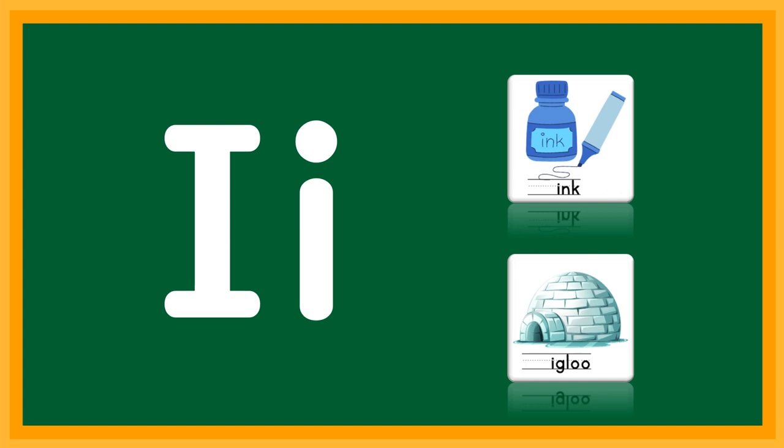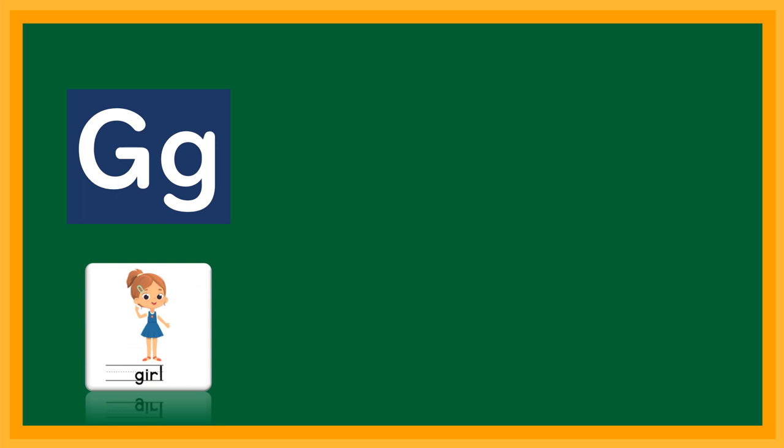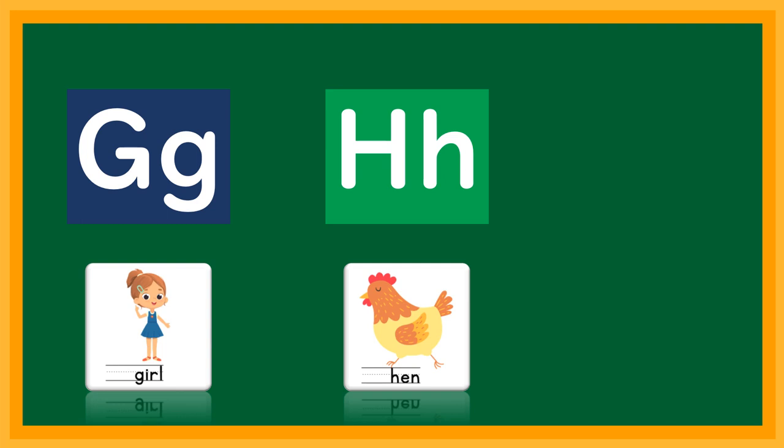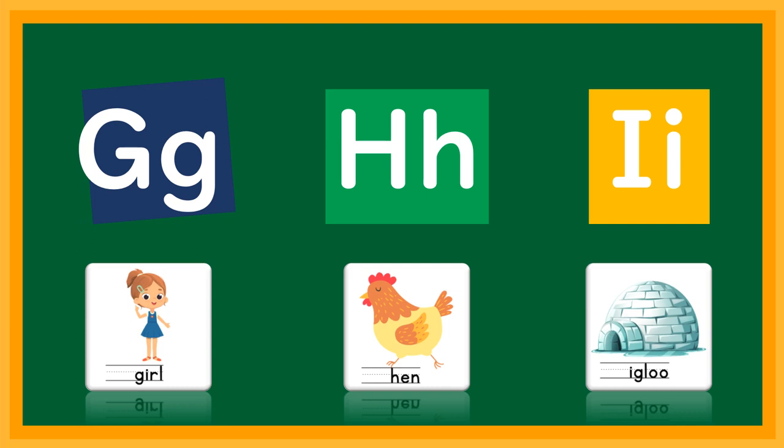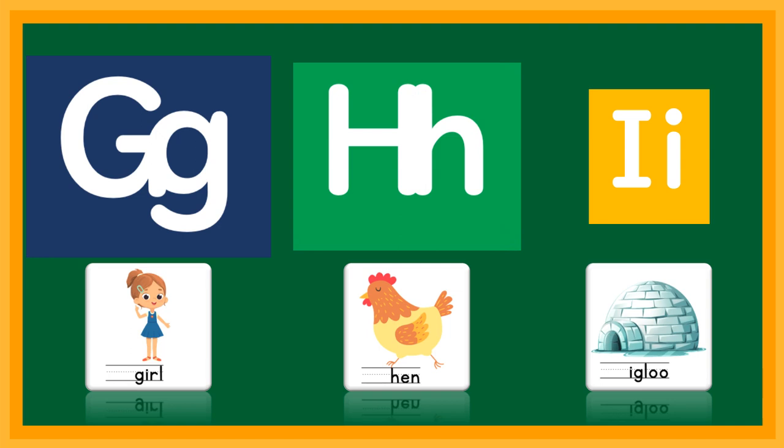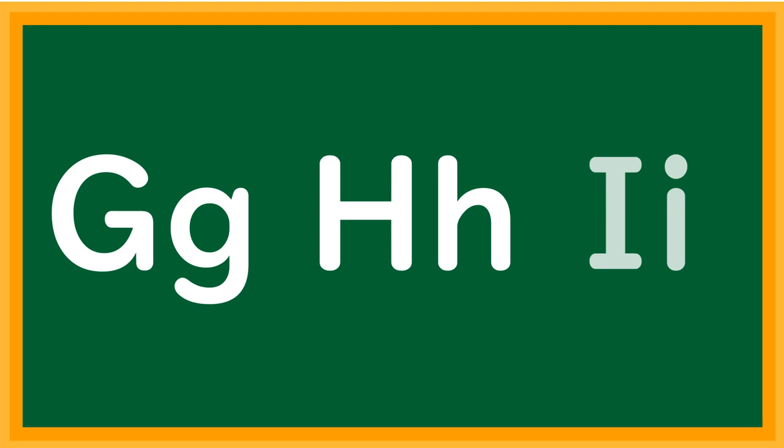G. Girl. Hen. I, igloo. G, H, I, G, H, I, G, I.